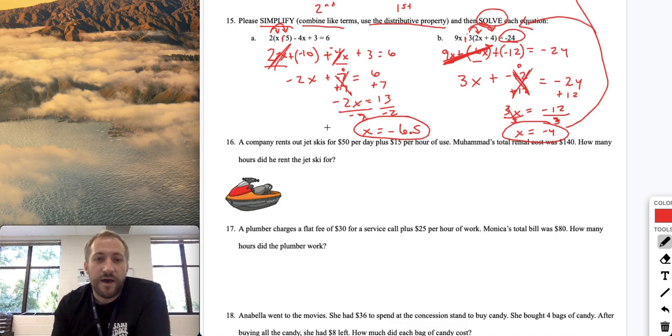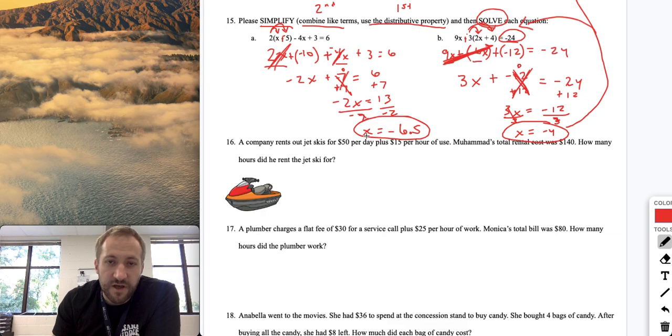Let's look over here. A company rents out jet skis for $50 per day plus $15 per hour of use. Muhammad's total rental cost was $140. How many hours did he rent the jet ski for?